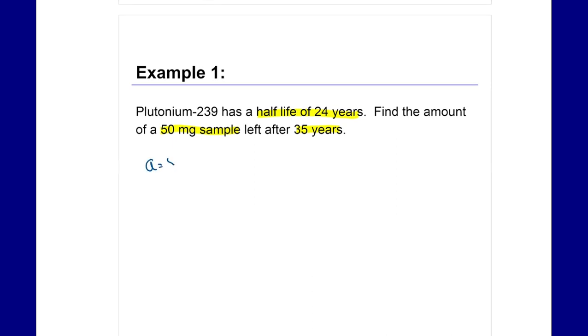So our A is going to be 500, our b is going to be 1/2, and our x is going to be 35/24. So for our equation, y equals 500 times 1/2 to the power of 35/24. We would actually determine what that fraction is. We could use a decimal, or if your calculator is strong enough, you could leave it as a fraction in the exponent. So we calculate this, just plug it into our calculator.